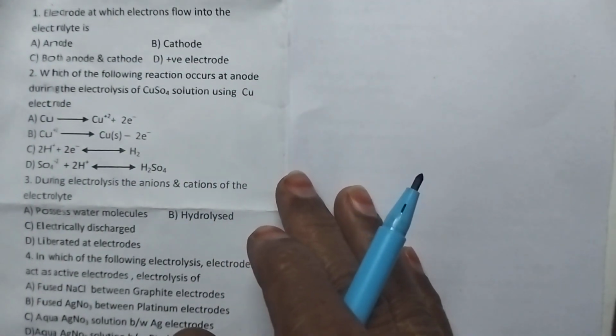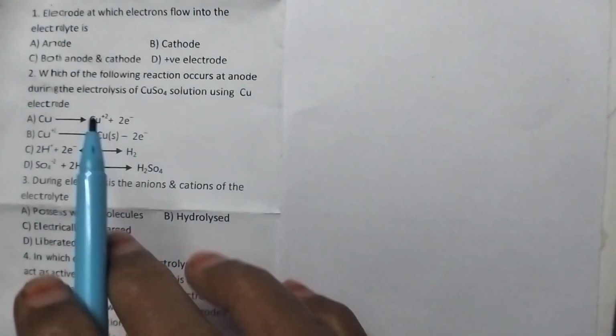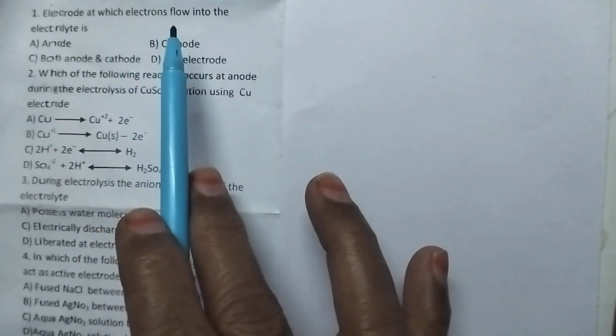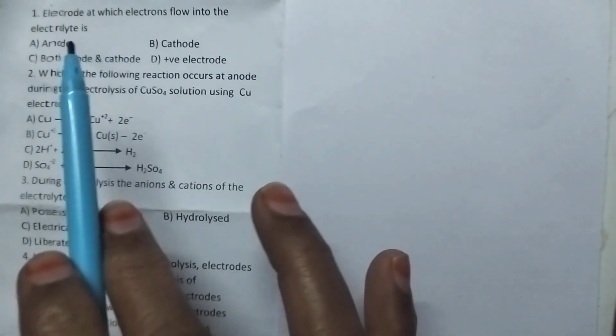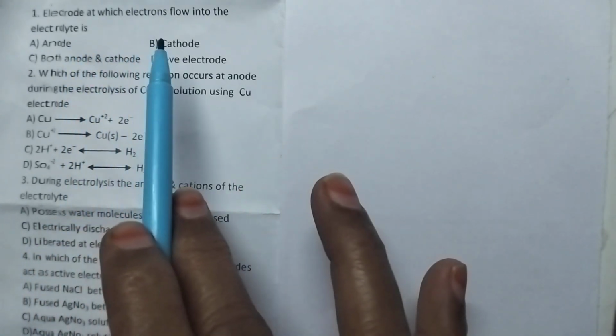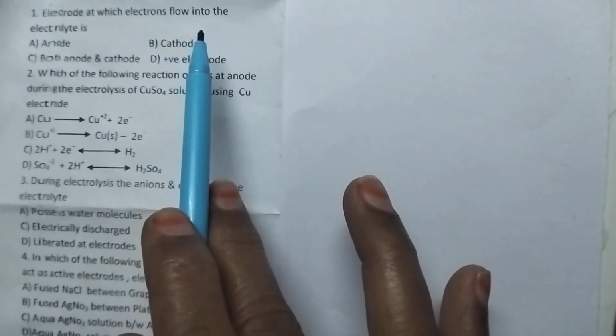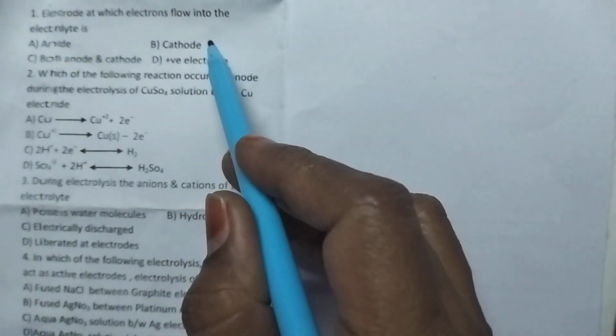In this video, I am going to discuss in detail the multiple choice questions based upon electrochemistry. Electrode at which electrons flow into the electrolyte is. In general, at the anode, electrons will be liberated, and at the cathode, electrons enter into the solution. So option B, cathode, is the right answer.